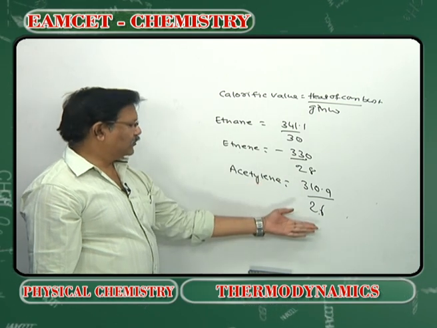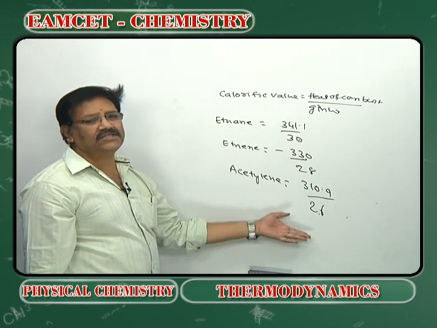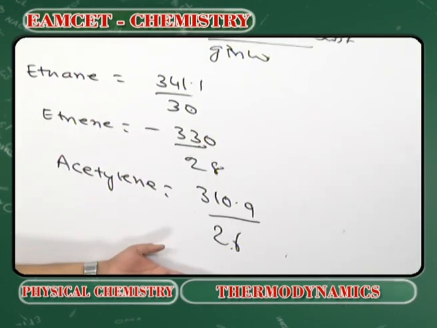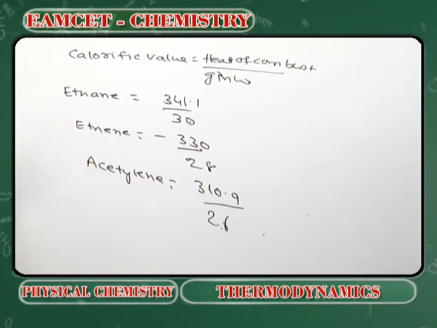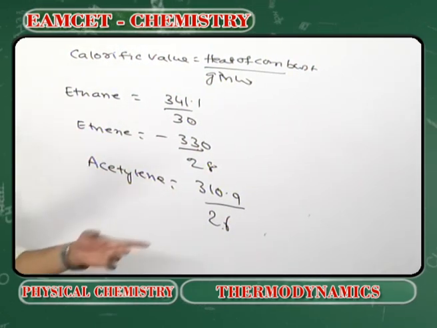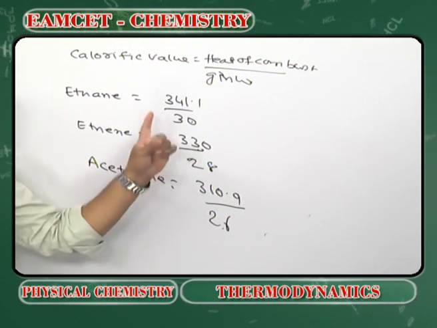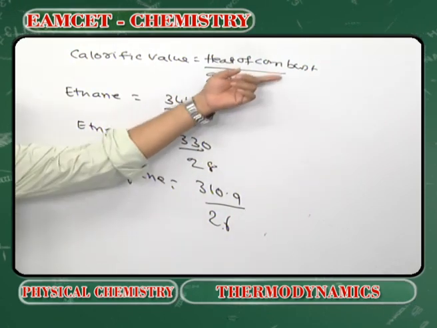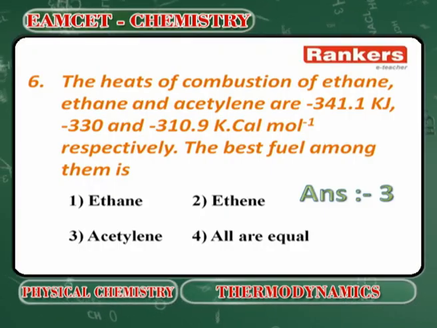So, which is giving the high calorific value from these values? Acetylene is giving the high calorific value. So it is considered the best fuel among the given set of gases. Among the given set of gases, which gas has a high calorific value? Acetylene. How do you calculate the calorific value? Heat of combustion value by gram molecular weight. Next question.